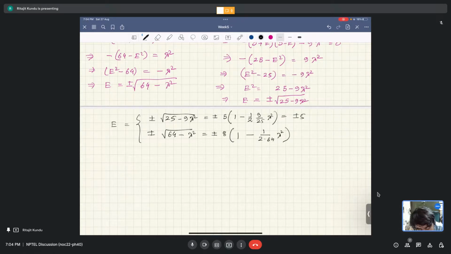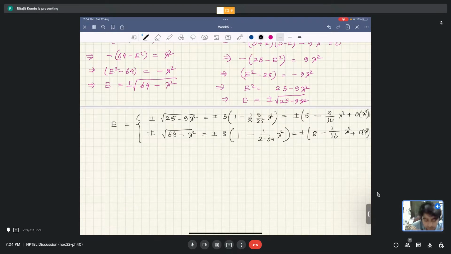Plus minus 5 minus 9 by 10 lambda square, and plus minus 8 minus 1 by 16 lambda square. Okay. So there is no first order in this case. Because this is lambda square, this is my series up to lambda square. I can write O of lambda to the power 3. So this series is valid only up to square.